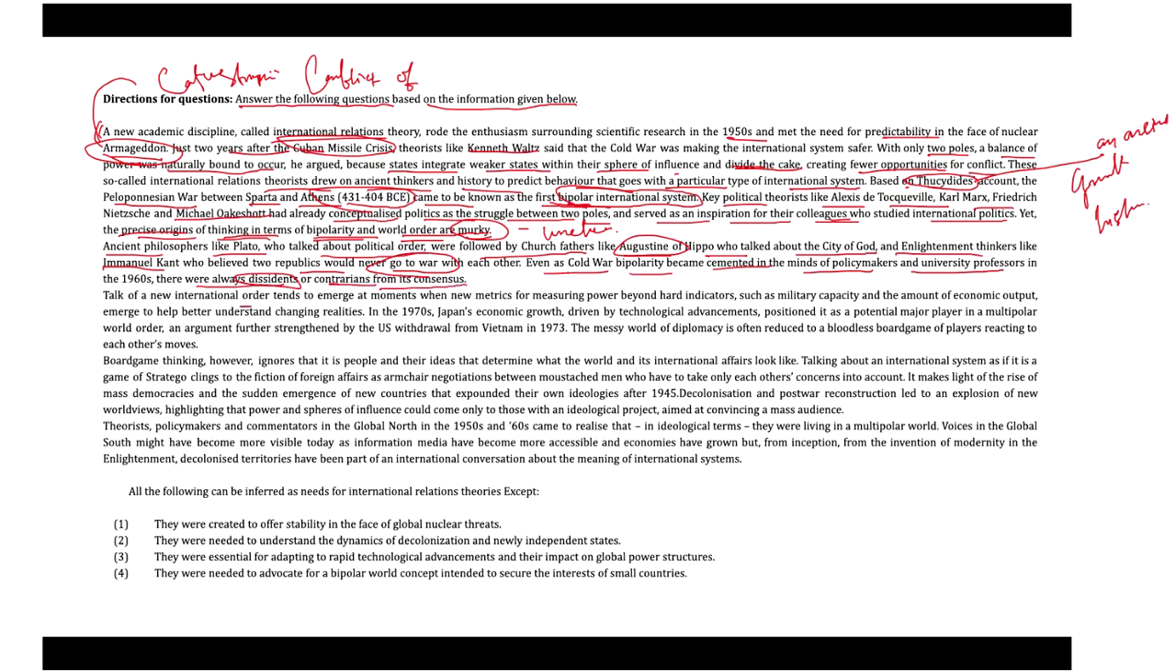Talk of a new international order tends to emerge at moments when new metrics for measuring power, beyond hard indicators such as military capacity and the amount of economic output, come out to help better understand changing realities. In the 1970s, Japan's economic growth, driven by technological advancement, positioned it as a potential major player in a multipolar world order. So, bipolar and multipolar. Bipolar is called a two superpower world and multipolar is more than two. An argument further strengthened by the US withdrawal from Vietnam in 1973.